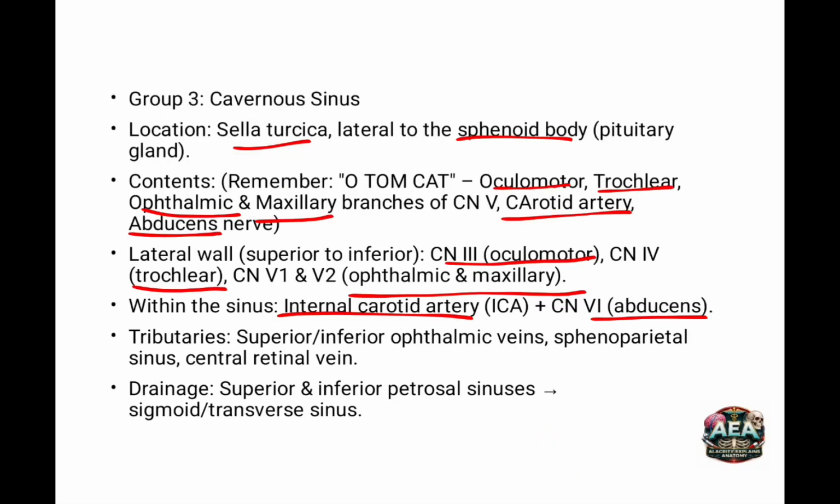Now, what are the tributaries of the cavernous sinus? We have the superior and inferior ophthalmic veins, we have the sphenoparietal sinus, and we have the central retinal vein, which drains the blood from the eyes, the retina. Then the drainage system of the cavernous sinus is through the superior and inferior petrosal sinuses, which drain either into the sigmoid sinus or into the transverse sinus, and rarely in some cases it drains directly. Specifically the inferior petrosal sinus drains into the internal jugular vein directly.